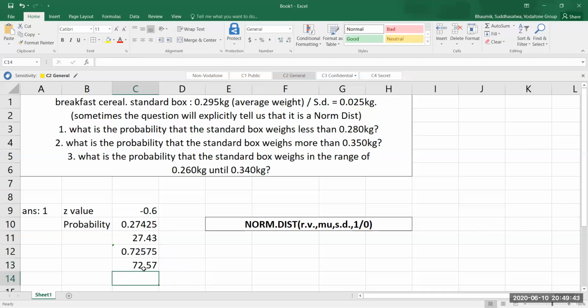The reason why I did this is just to tell you that just because there is a 27.43% chance that a standard box weighs less than 280 gram, that does not mean there is a 73% chance that it is going to weigh more than 280 grams. The opposite is not what we have proved. Why? Because this opposite is not what we have calculated the z value for. We have calculated the z value only for one direction, in this case for a cumulative nature inside the normal distribution.